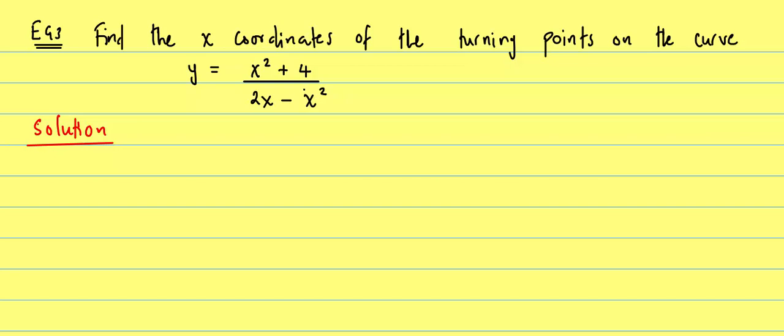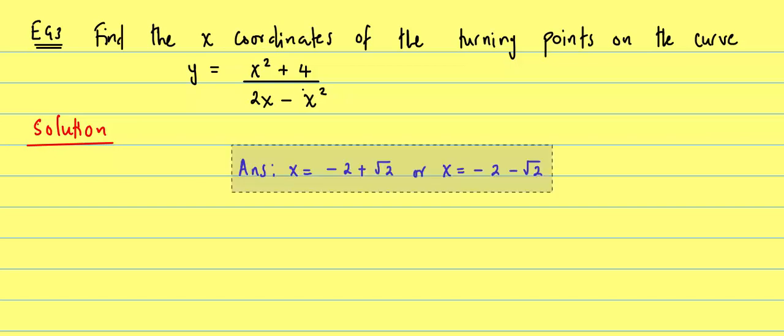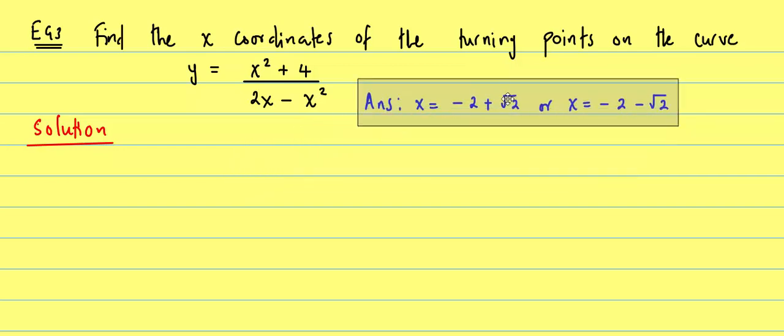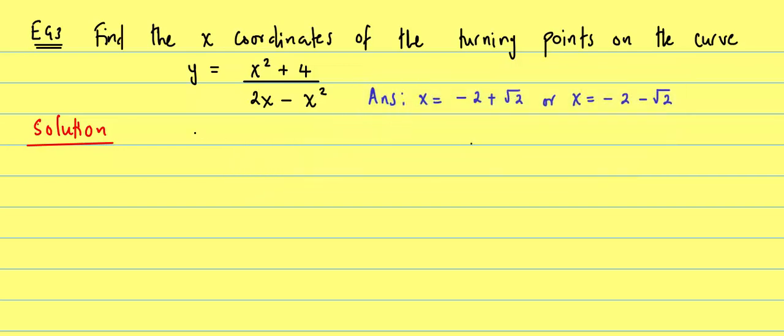Welcome back. If you found your answer to be this here, then well done. If not, let's go over the solution together. So we all know at this point that the coordinates of the turning point or the stationary points on a curve occur when dy by dx is equal to 0 at the stationary point. So what we will need to do, or the stationary points are also referred to as turning points.